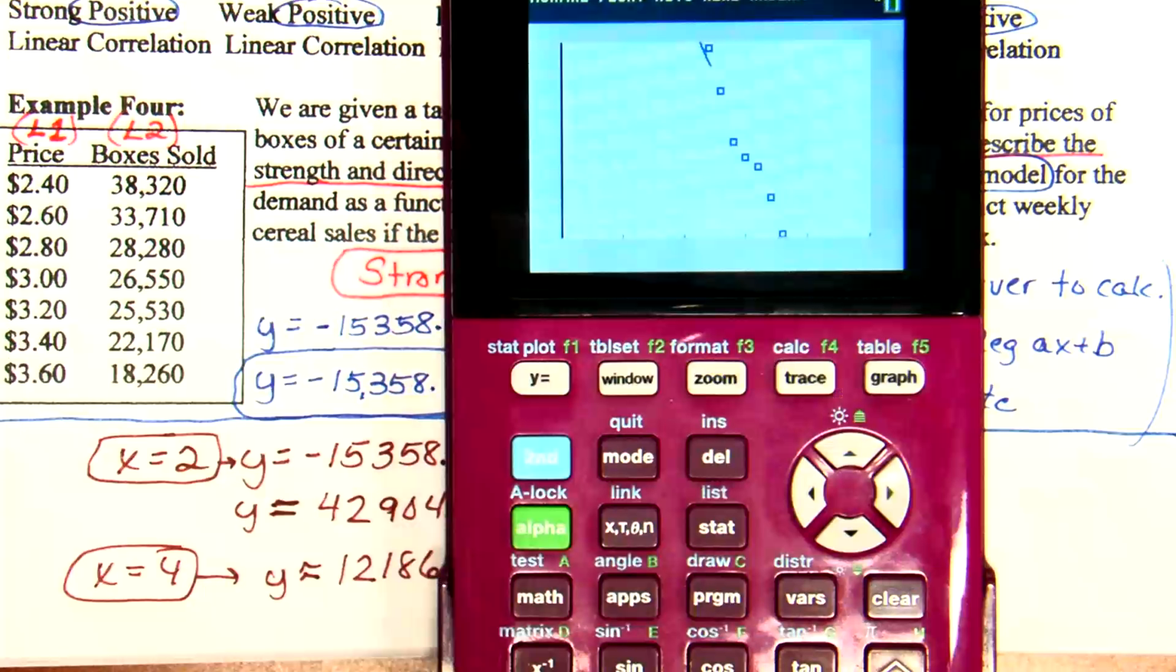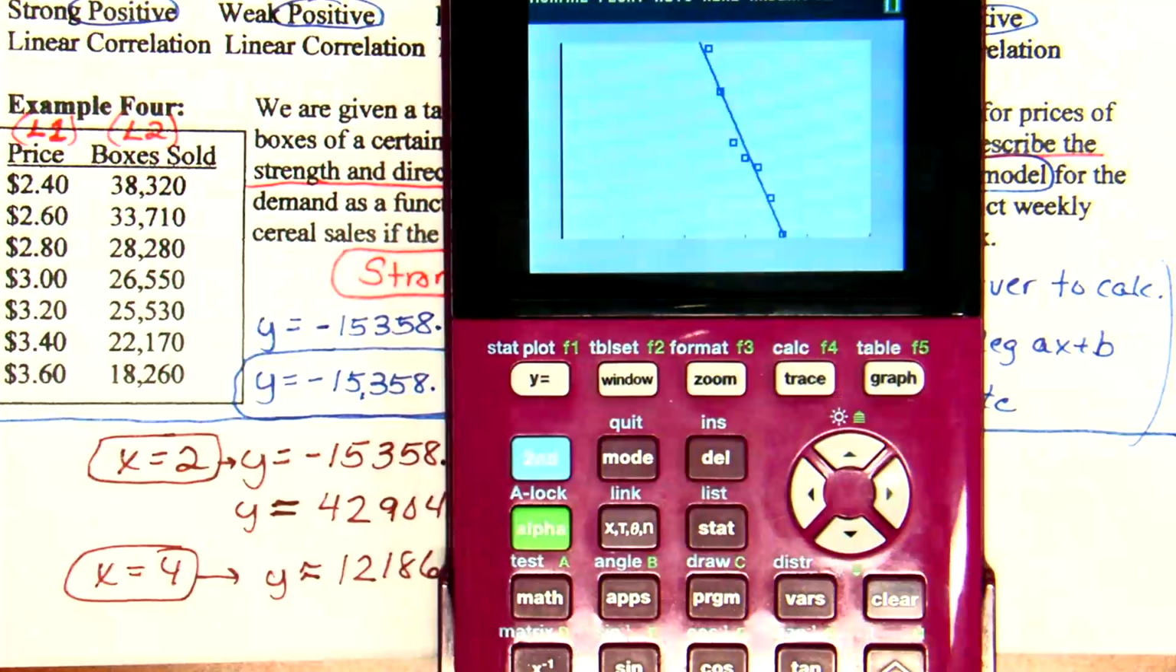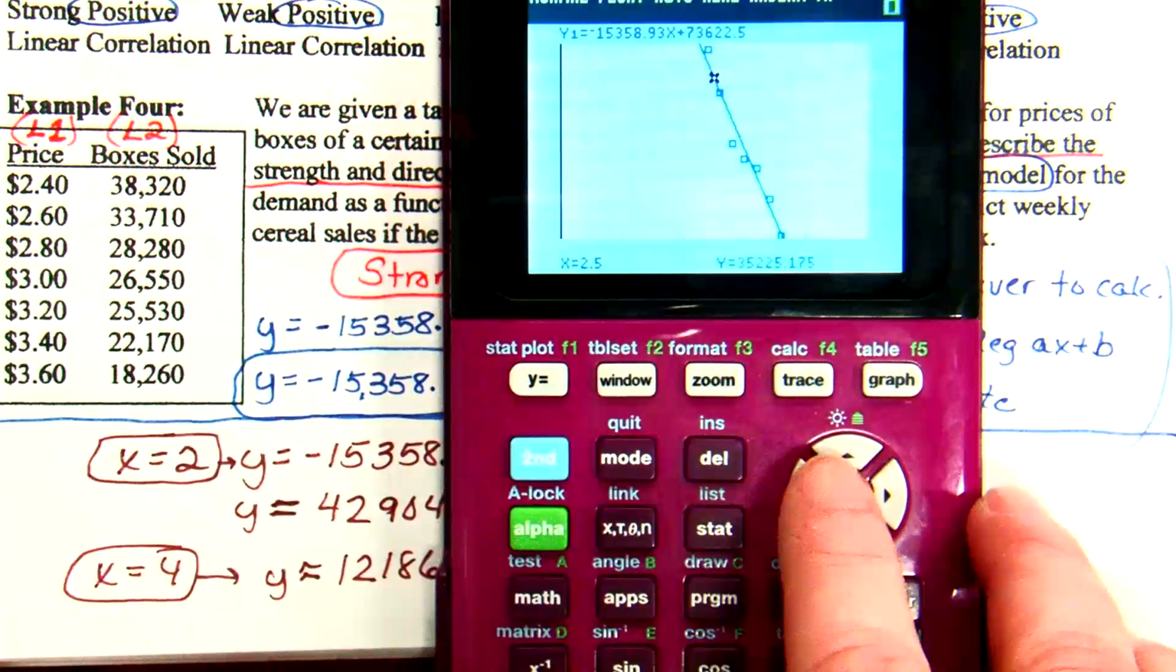The other way is if you use second calc, value right here, and if I hit 2, that's the same thing as doing the trace. So if I go into our second calc menu, where our zero, min, and max are, and value, it says x equals blank. If I type in 4, it gives me 12,186.78. No different than typing it into your calculator screen, though, right?